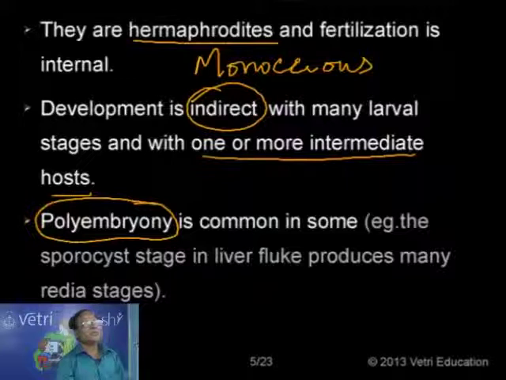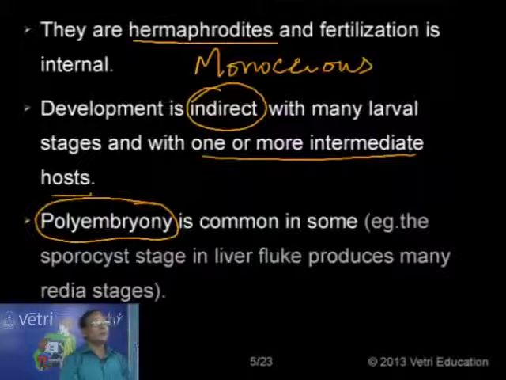Polyembryony means that at a time more than one embryo is formed. Say, in the case of a pig, it gives birth to a larger number of individuals in a litter. That condition of production of many embryos at a time is called polyembryony. So here, there is a polyembryonic condition.